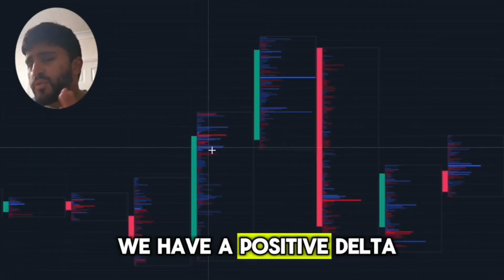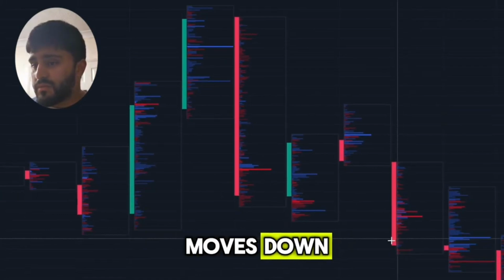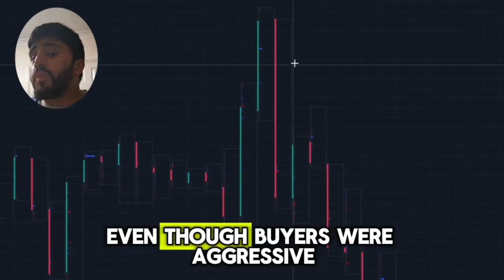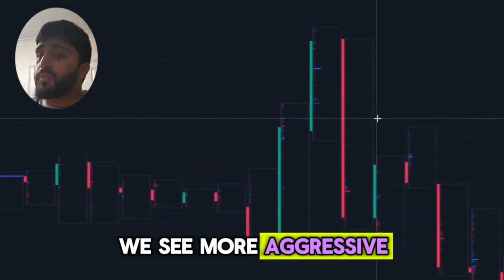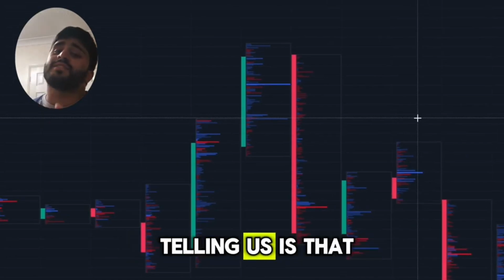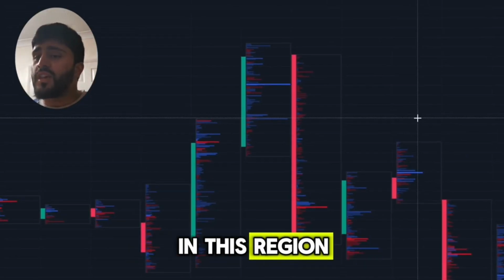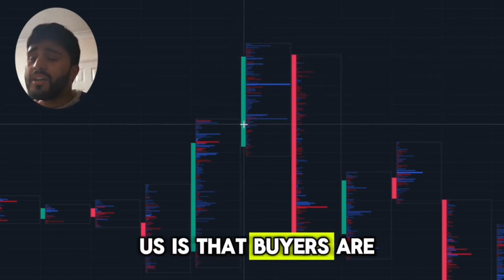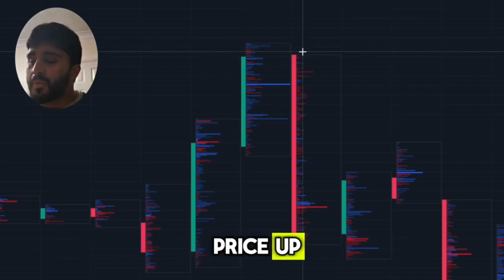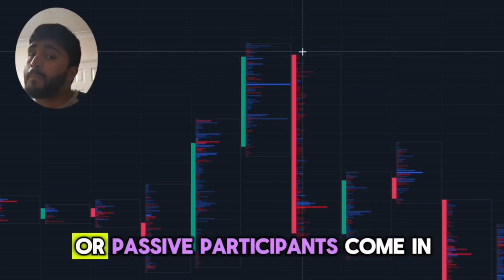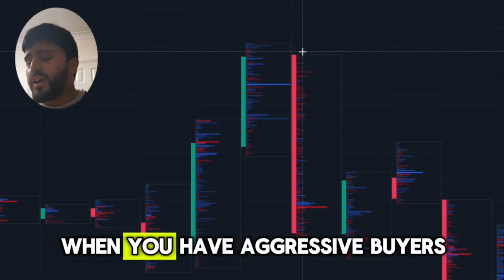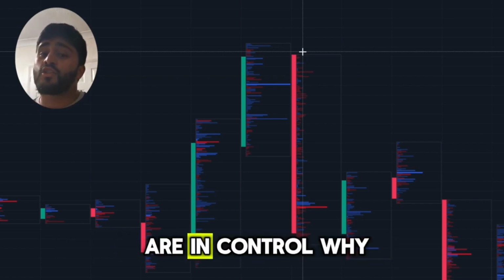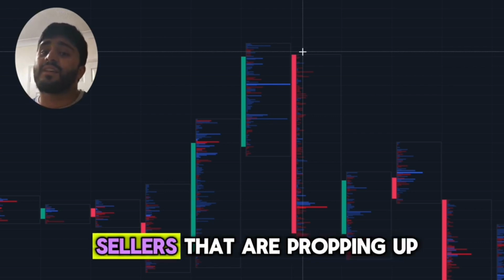So from here, once we have a positive delta, when the market moves down despite having a positive delta, what this shows us is that in this region, even though we see more aggressive buyers, sellers are actually passive in this region. When we see a lot of aggressive buyers and the market moves down, buyers are struggling to actually move price up. And this is where passive participants come in. When you have aggressive buyers, but the market fails to move up, this means that sellers are in control. Why? Because they're passive sellers that are propping up.